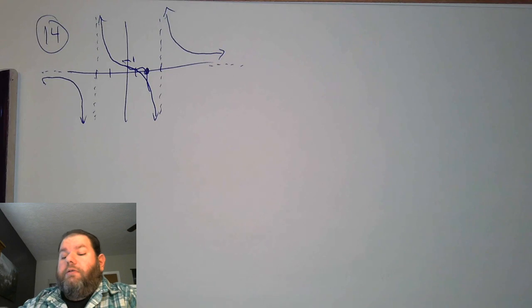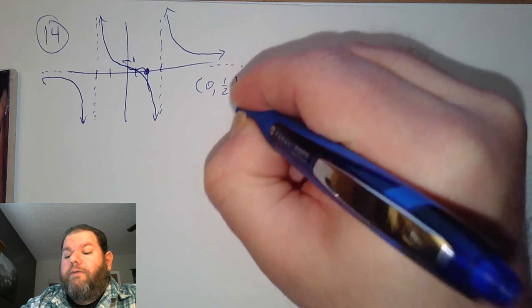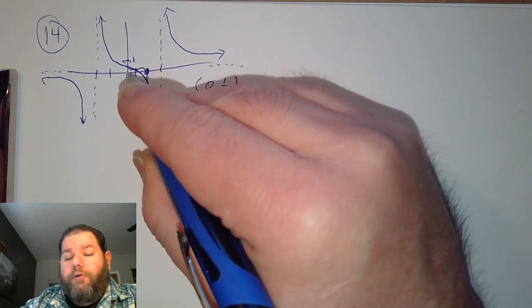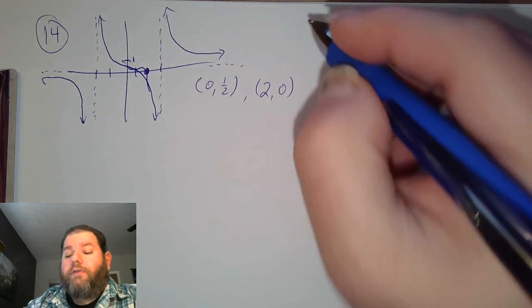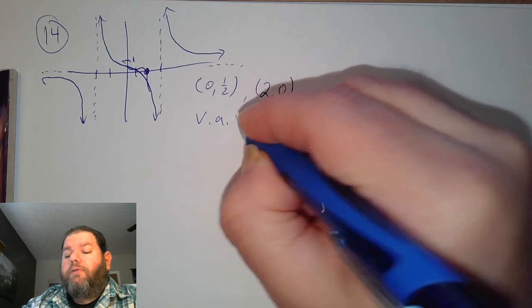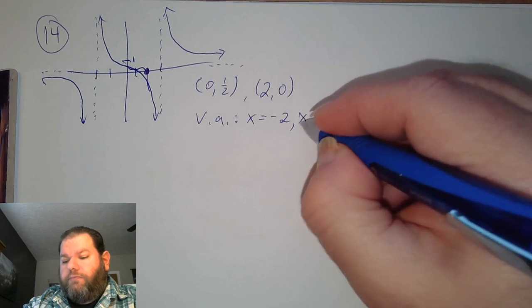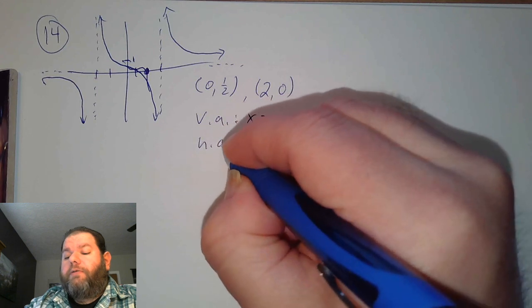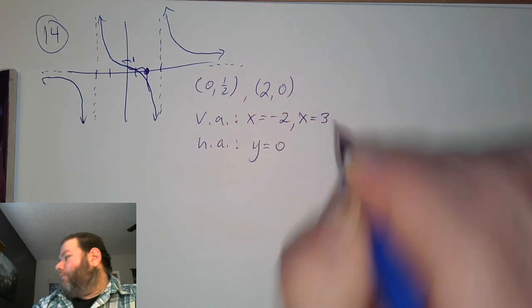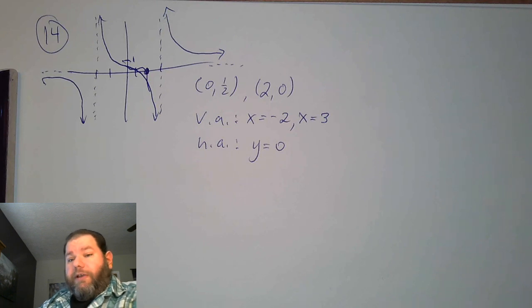Okay. So we have two coordinates. It looks like we have 0, 1/2. It looks like it goes about halfway between 0 and 1. And it looks like we have 2, 0 is also a point on this graph. Vertical asymptotes are at x equals -2 and x equals 3. And a horizontal asymptote is at y equals 0. Now, we have this information, and then we go back to the review and look at the answers that they give us.